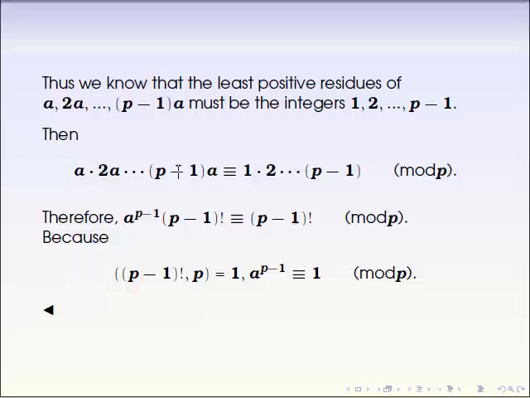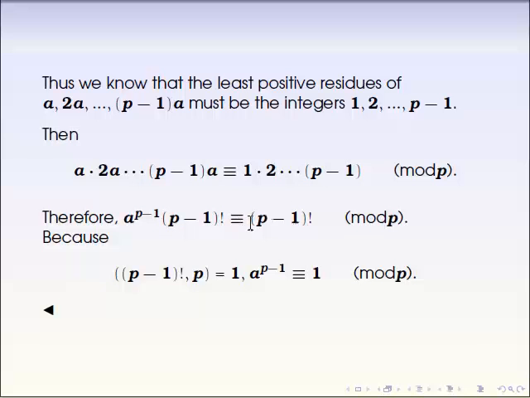Then from the left hand side there are p minus 1 a's, right? Because 1a, 2a, 3a, up to p minus 1 times a. So a is multiplied p minus 1 times. So we can simply put a to the p minus 1, and the remaining part is 1 times 2 times 3 times up to p minus 1. So it should be p minus 1 factorial.